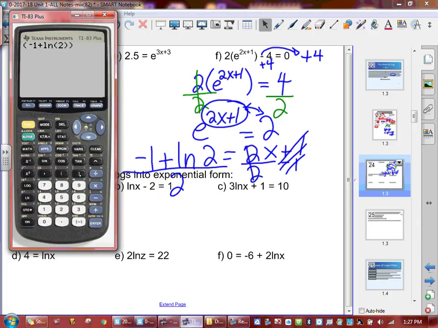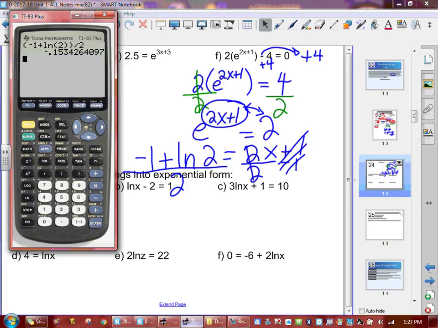If you don't double close that bracket, it's only going to divide the ln 2 by 2. Okay? So -0.15 is what we should get. Okay? -0.15. So x equals -0.15.